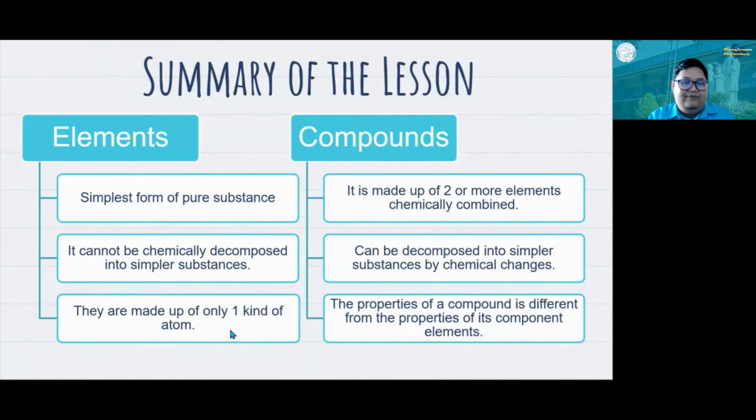Elements are made up of only one kind of atom, while for compounds, the properties of a compound are different from the properties of its component elements. So those are the differences between elements and compounds. And next time that you encounter an element or compound, make sure to recognize them based on their properties.